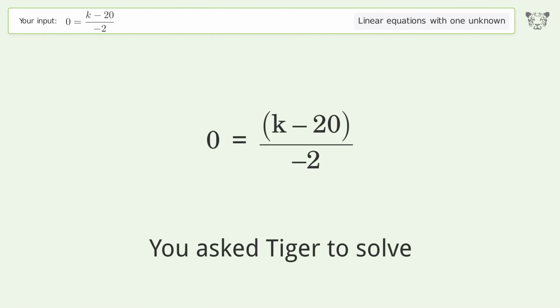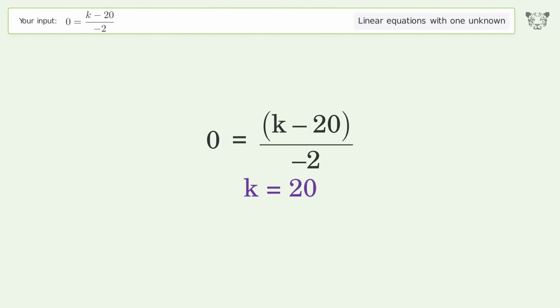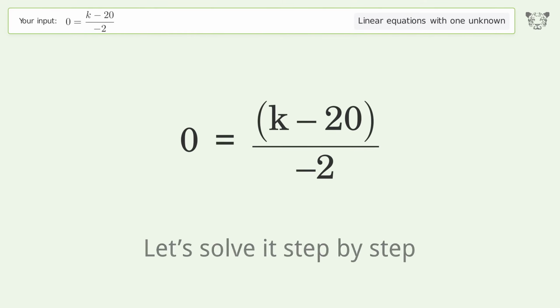You ask Tiger to solve. This deals with linear equations with one unknown. The final result is k equals 20. Let's solve it step by step.